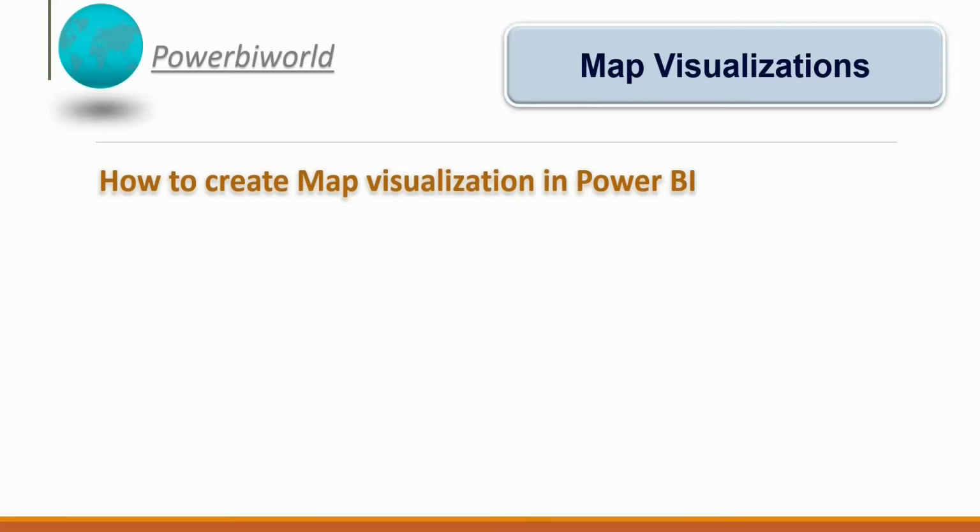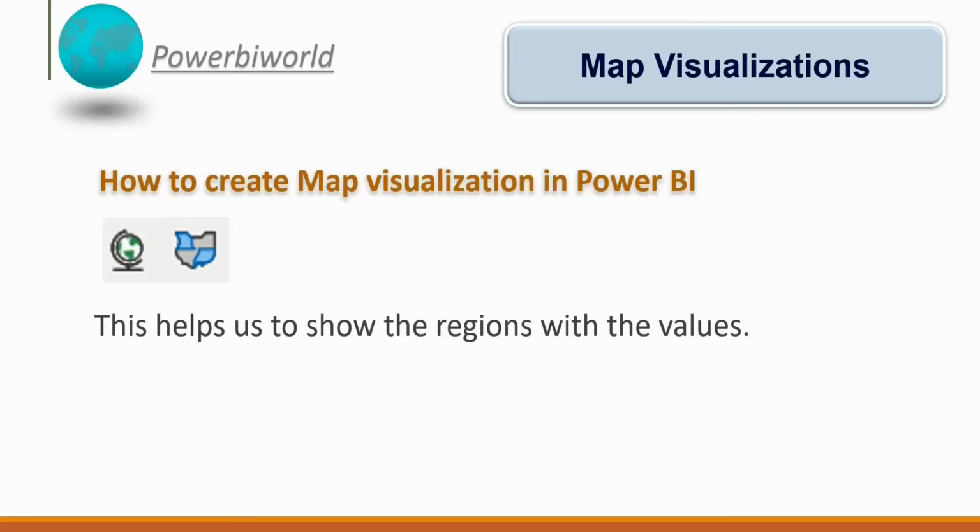In this video, we will see how to create a map visualization in Power BI. In Power BI, you will be able to see these two options as map visuals, wherein you can create map visualizations. A map visualization helps us to show the regions with the values. So if I want to show values like what was the profit in a particular region, state or city, I can use the map visualizations to show it.